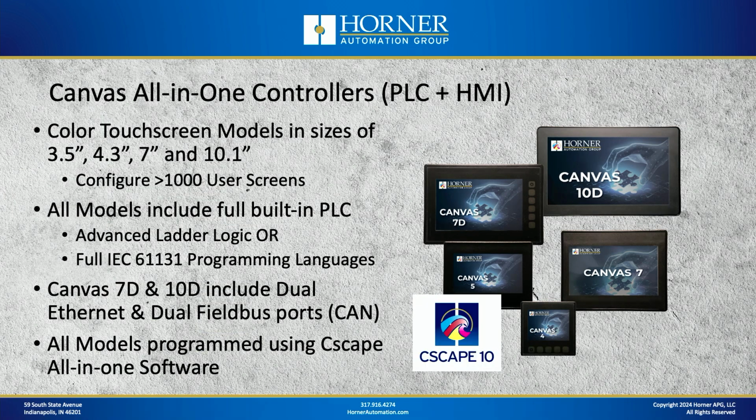When you take a look at the Canvas product line, you have today 5 different models, available in 4 different screen sizes: 3.5 inch, 4.3 inch, 7 inch, and we've got 2 different 7-inch models, and a 10.1 inch. And all these units have really advanced graphics capabilities, which we'll detail in a few minutes, and you have the capability of having hundreds of objects on each screen and potentially thousands of screens, although most applications have obviously far less than that.